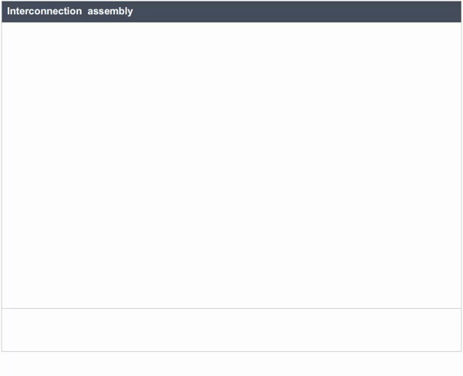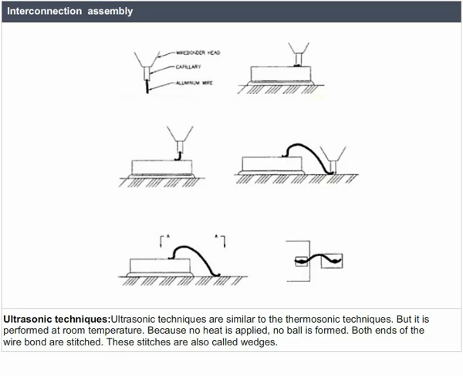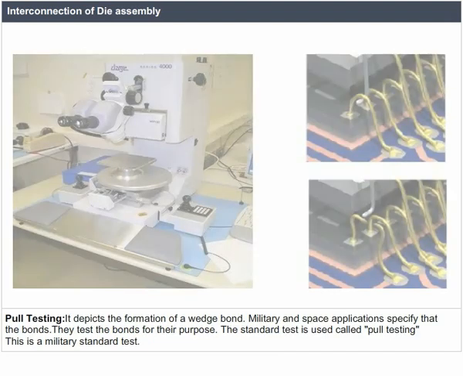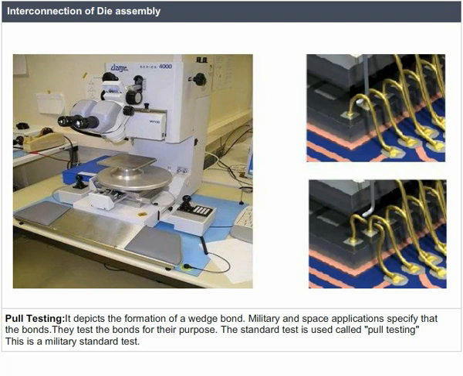Interconnection of die assembly. Ultrasonic techniques. Ultrasonic techniques are similar to the thermosonic technique, but are performed at room temperature. Because no heat is applied, no ball is formed. Both ends of the wire bond are stitched. These stitches are also called wedges, and the bonds are known as wedge bonds. The process depicts the formation of a wedge bond.